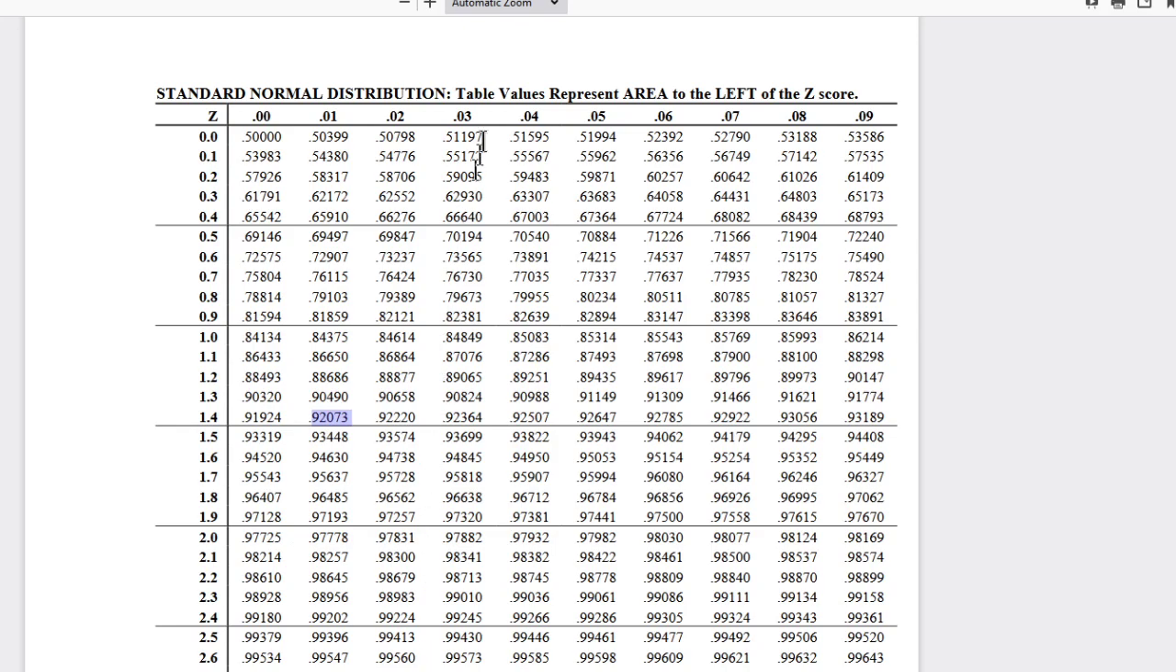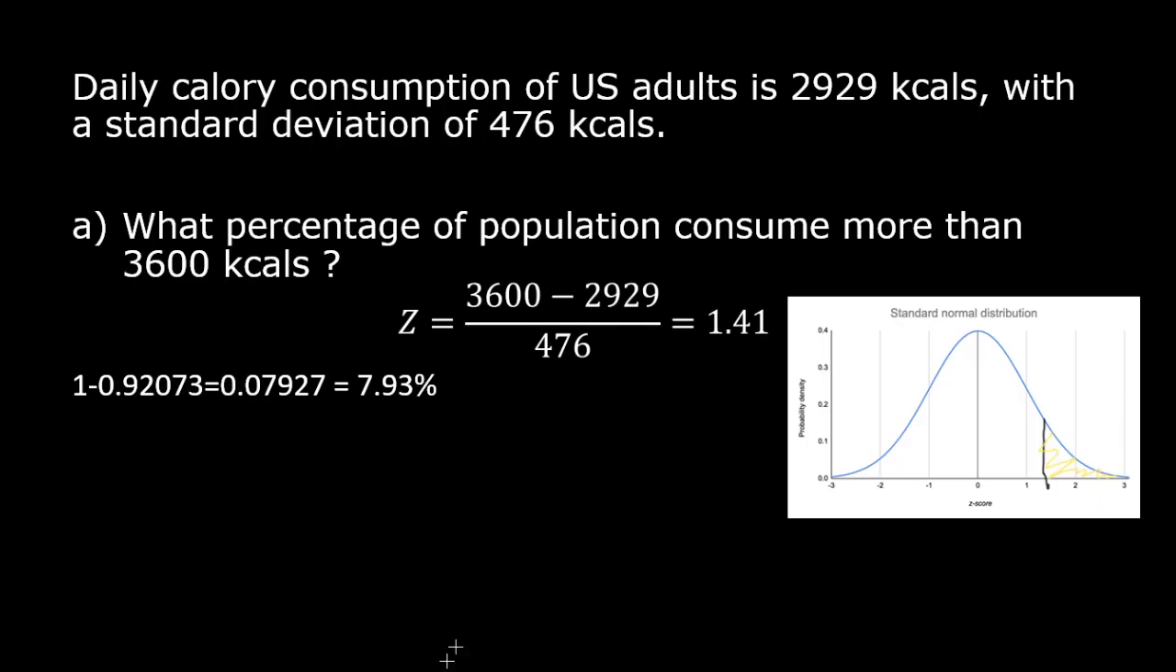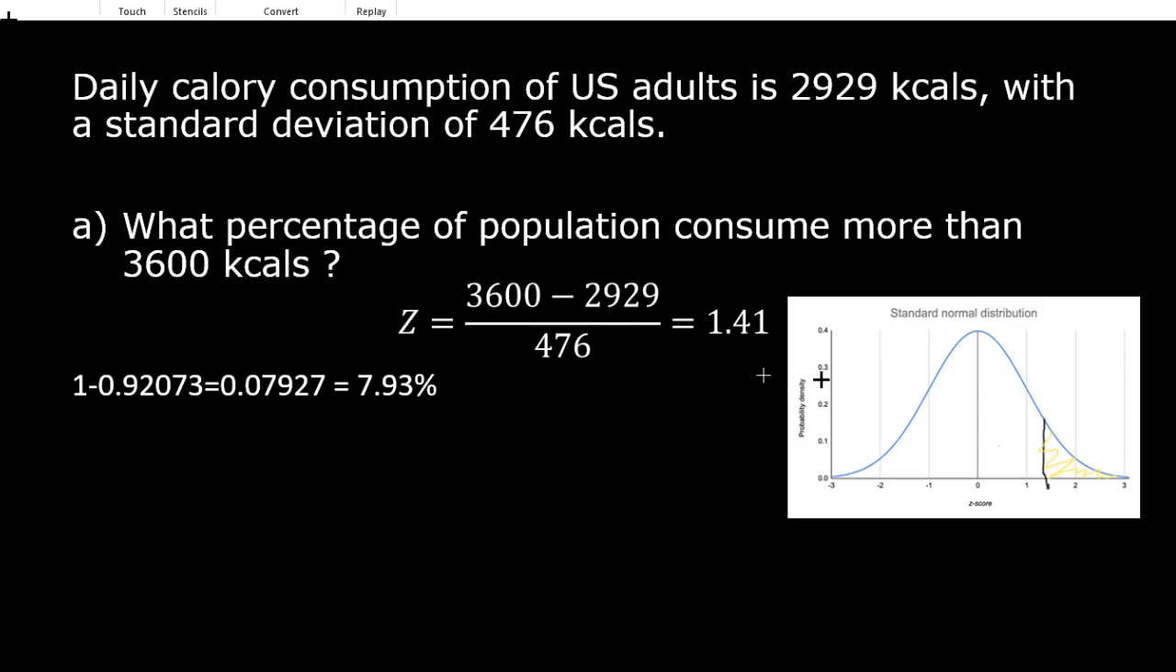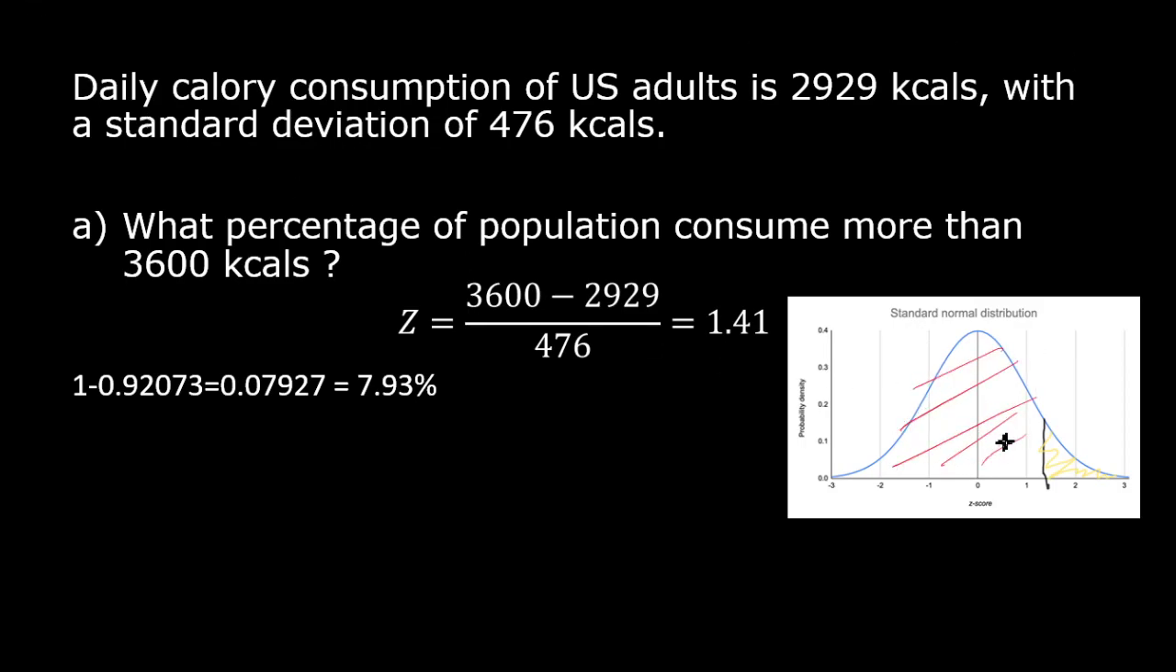But unfortunately, as this table says, the table values represent the area to the left of the z-score, and therefore this value 0.92073 is not the area that we were looking for. It's instead the area on the left side. It's this side. This is 0.92073.